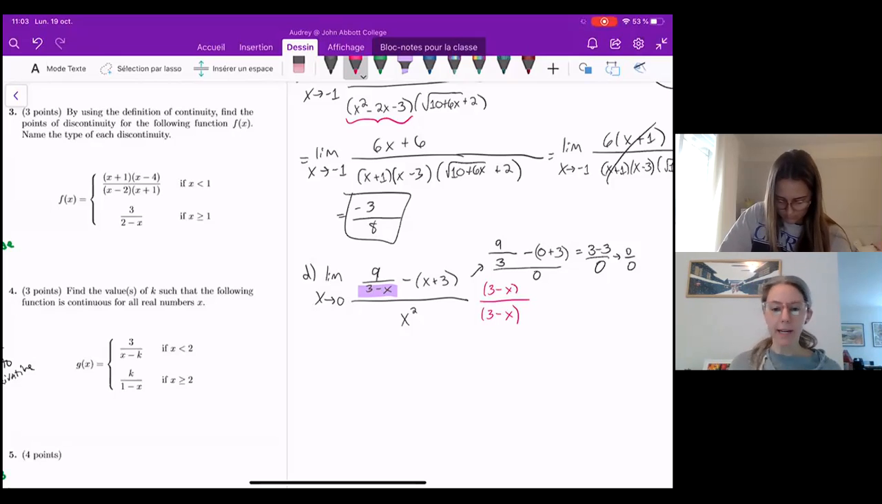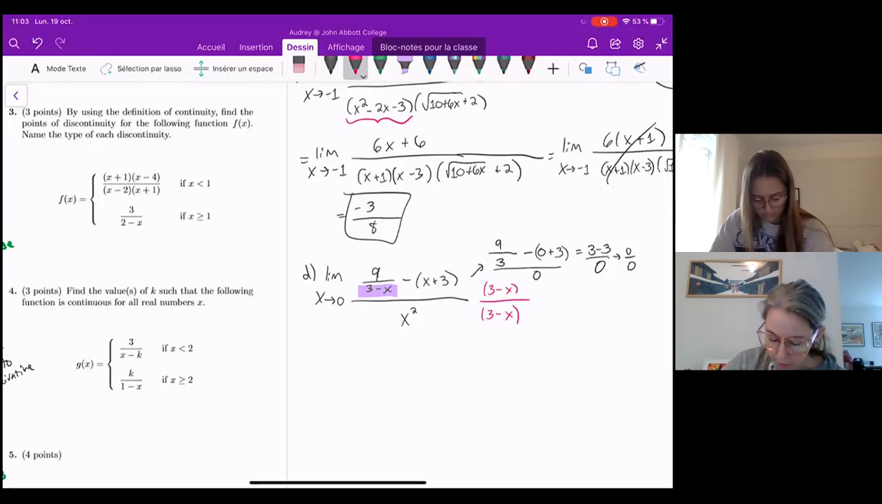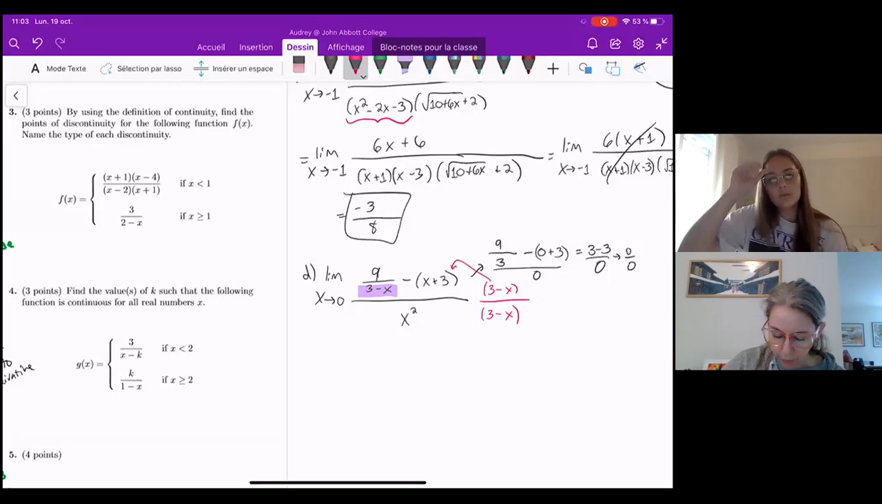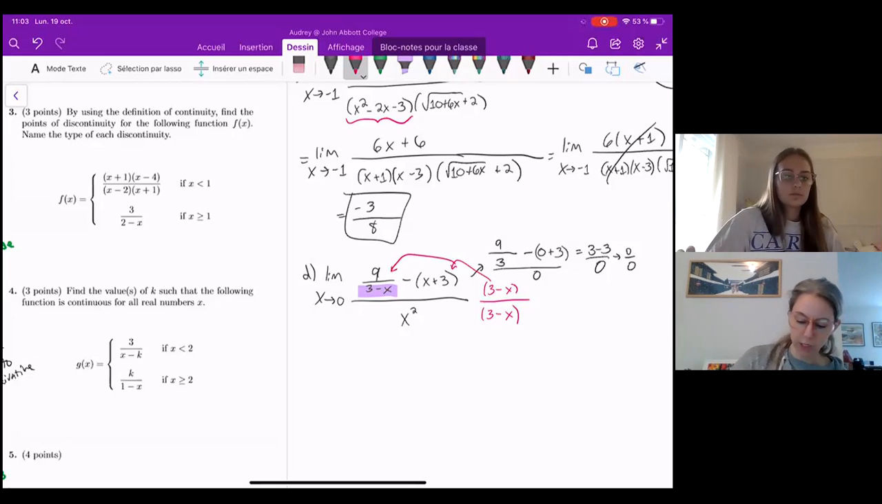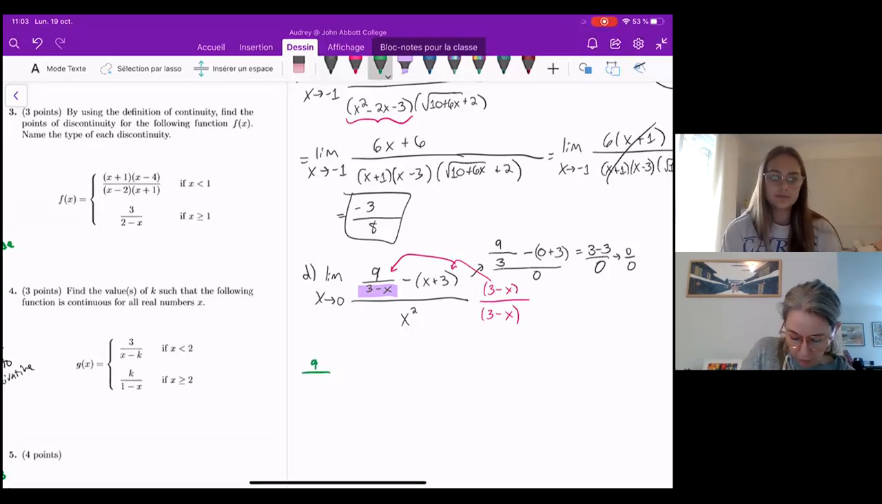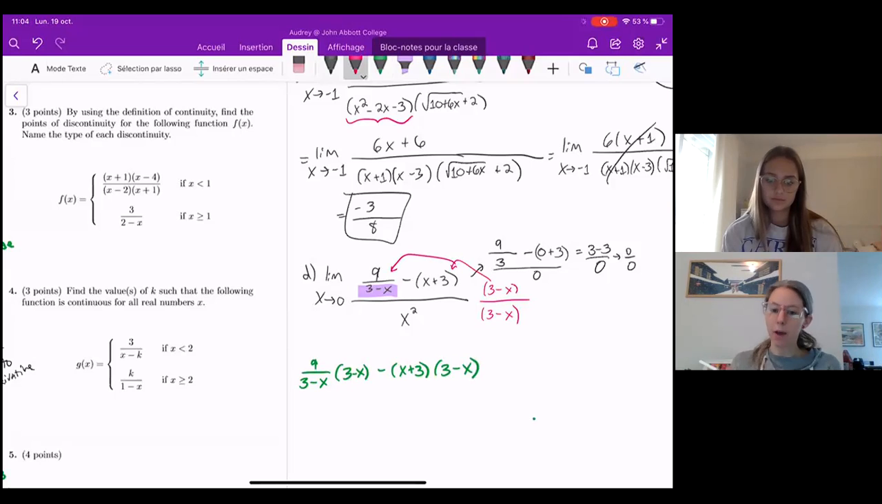Okay, so I have 3 minus x over 3 minus x. Now remember, this 3 minus x on top gets distributed to both of those things. So I'm going to go back down to the bottom and do this, because I feel like this is one of the things that I've seen you still having trouble with. So I'm doing 9 over 3 minus x times 3 minus x, minus x plus 3 times 3 minus x. So I just distributed that 3 minus x to both of those terms. The 3 minus x's cancel out.